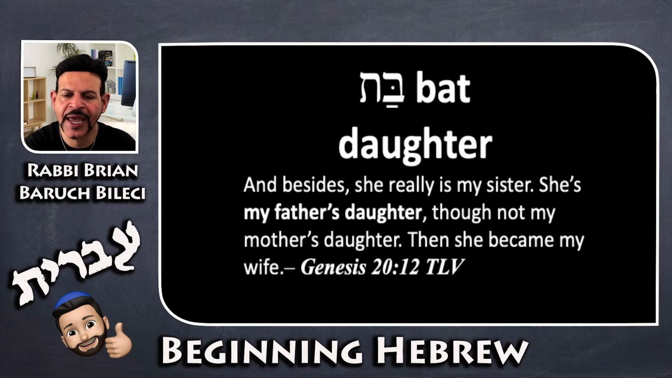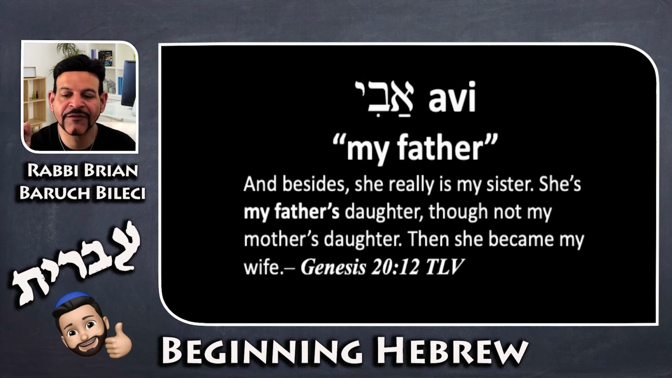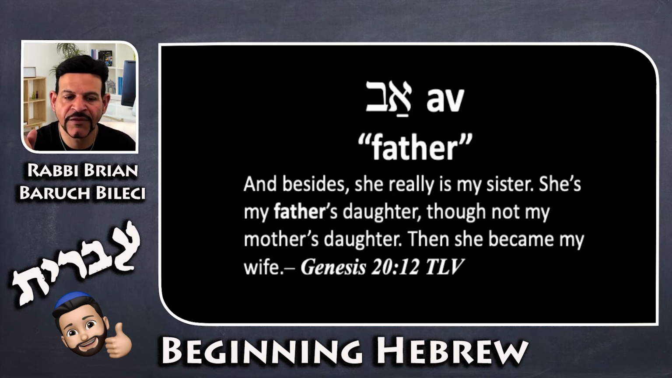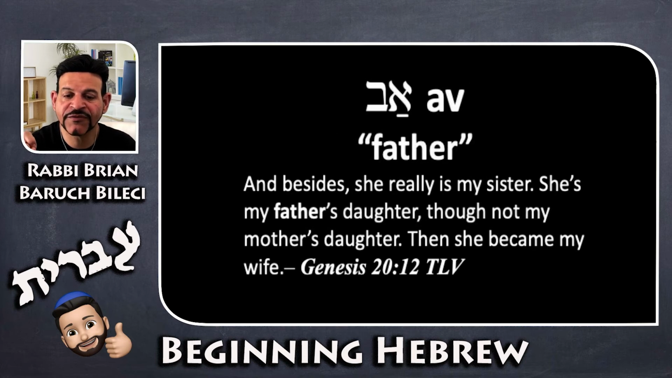Now, the text actually doesn't just use bat, but adds avi, my father, avi. And this comes from the Hebrew av, father, av. So avi is my father, av is father.